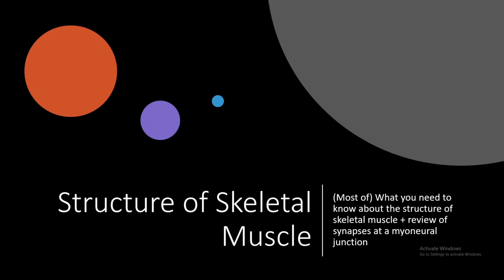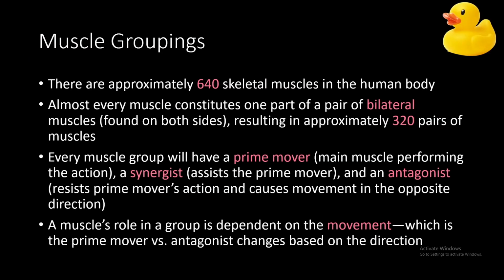All right, we're going to go over the structure of skeletal muscle. So this is going to include most of what you need to know about the structure of skeletal muscle, and it's going to review synapses at a myoneural junction, which you should more or less remember from nervous system. So first of all, we have muscle groupings.